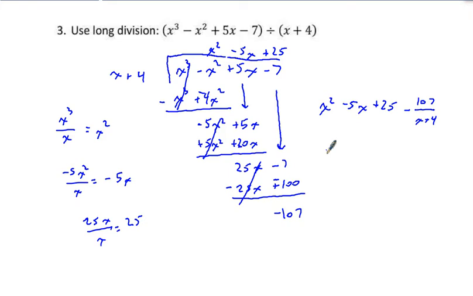You could also write this as x squared minus 5x plus 25 plus negative 107 over x plus 4. Really, it kind of comes down to preference. If you always add the remainder, then the sign, if it's not positive, so it would be a negative sign, would be attached in the numerator. Or you could just subtract the remainder since the remainder was negative. That comes down to personal preference.